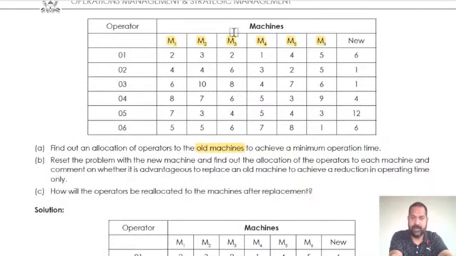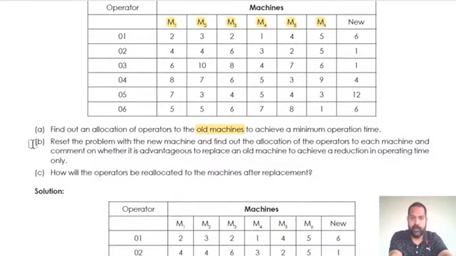So here the times are given to you. Question number 1. Find out an allocation of operator to the old machines to achieve a minimum operation time. Okay, that is question number 1.